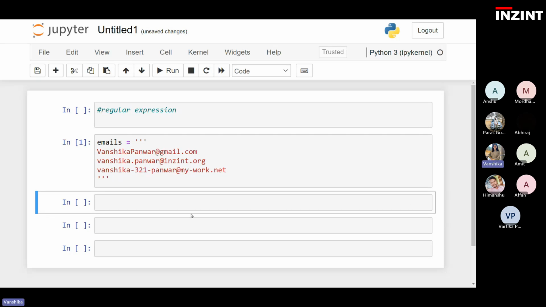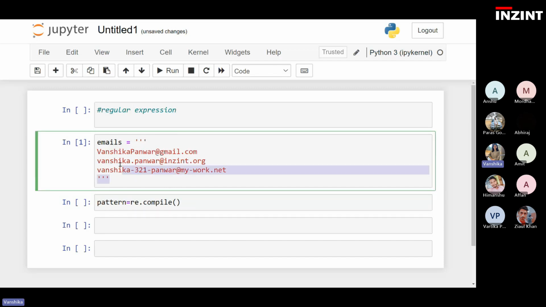All right. So let's have a look at the approach that we were using yesterday, and we are going to use the same function. So the very first step is to use the compile function, and we are going to generate the pattern. So here the pattern that we are going to generate, it should match all of these emails.